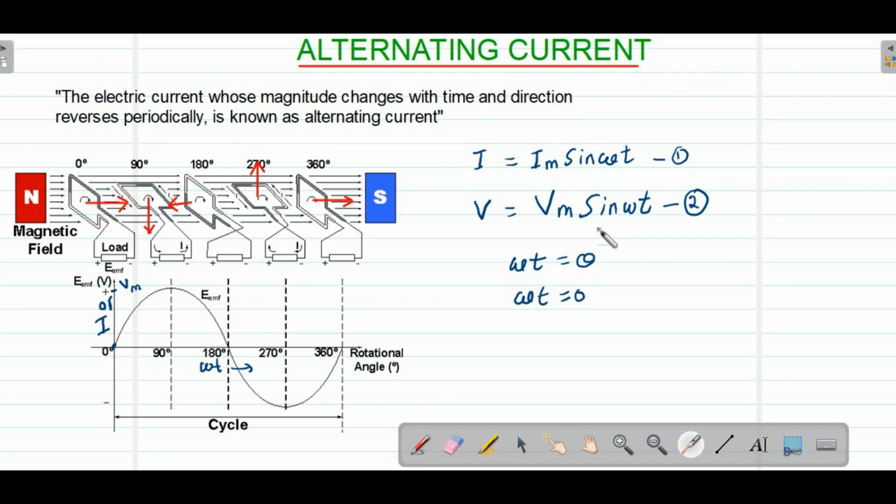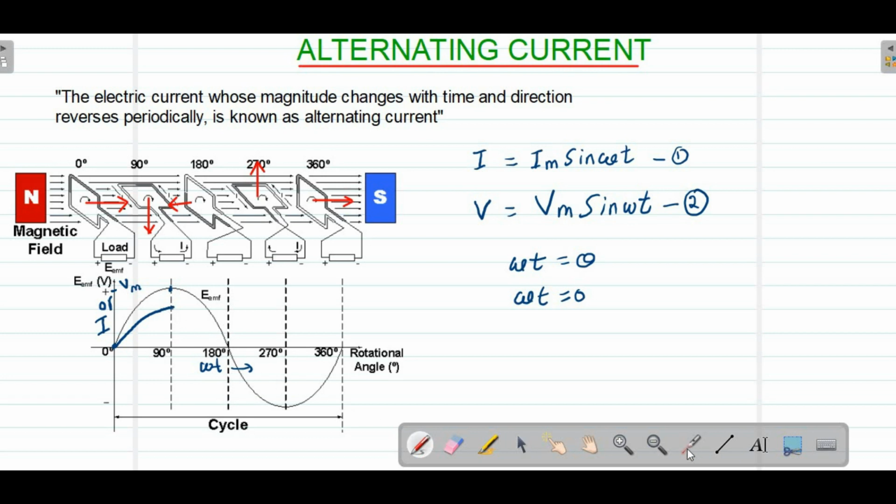Okay. At the same time, in the equation of current also, if I apply omega t equal to 90 degrees, sin 90 equals 1, I equals Im. Current also gradually reaches maximum. So the current, if I am drawing here, from 0, it will reach maximum. So at this point, voltage is maximum and current also is maximum.